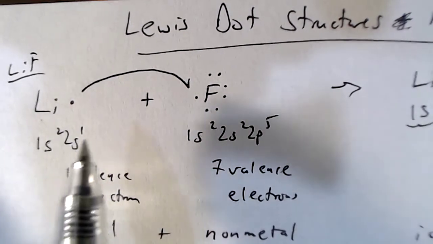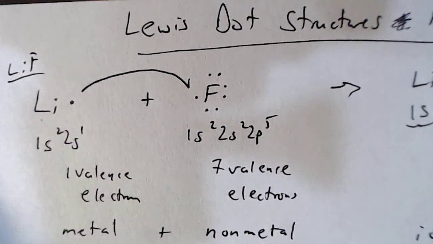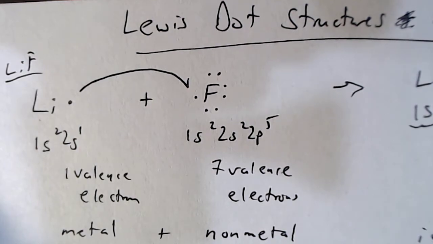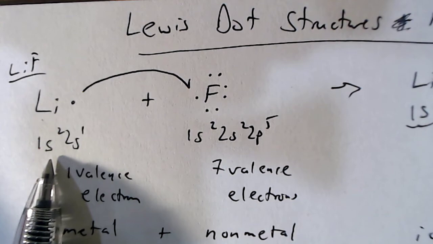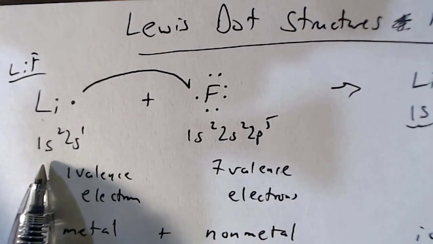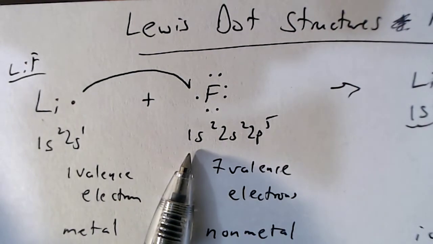When that happens, if you move that electron over to fluorine, you'll be changing the electron configurations of these species and hence their stability. Lithium might start out with an electron configuration of 1s2, 2s1. That is not a noble gas configuration. It's not the same as helium, which is 1s2. And fluorine is also not yet stable: 1s2, 2s2, 2p5.